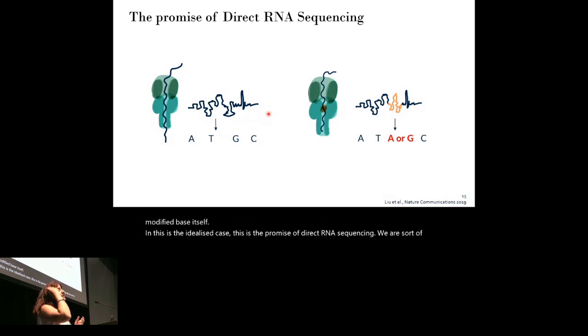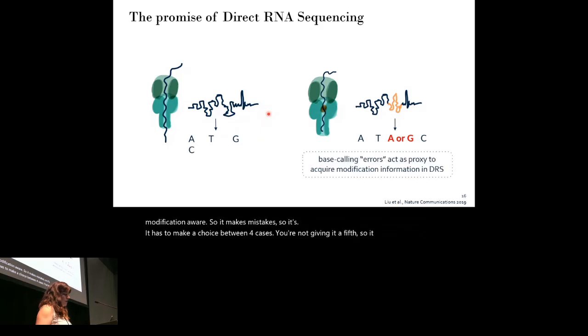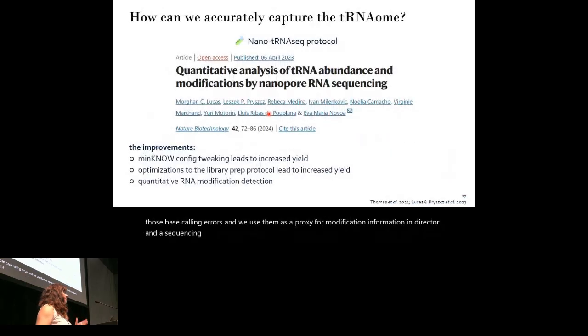So the base caller is expecting one of the 4 canonical bases, especially if it's not modification aware. So it makes mistakes. It has to make a choice between 4 cases. You're not giving it a 5th. So it makes errors. We call those base calling errors, and we use them as a proxy for modification information in direct RNA sequencing. And this is essentially what I will be working with in this presentation.